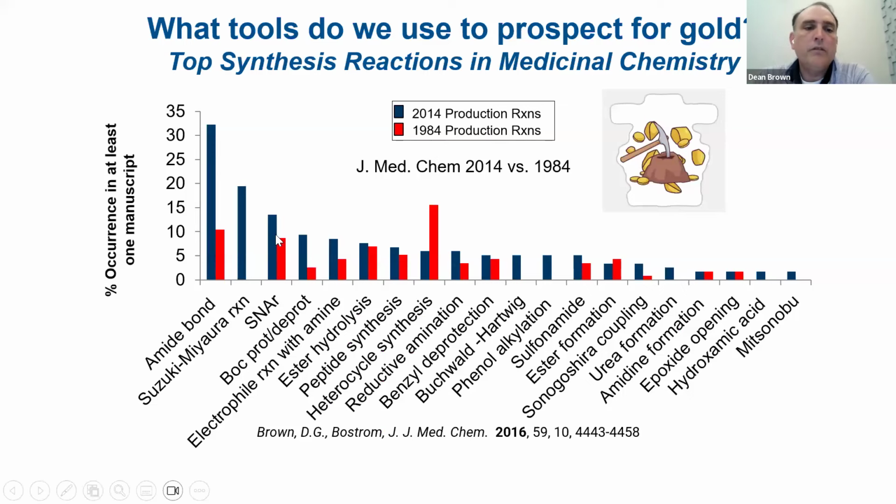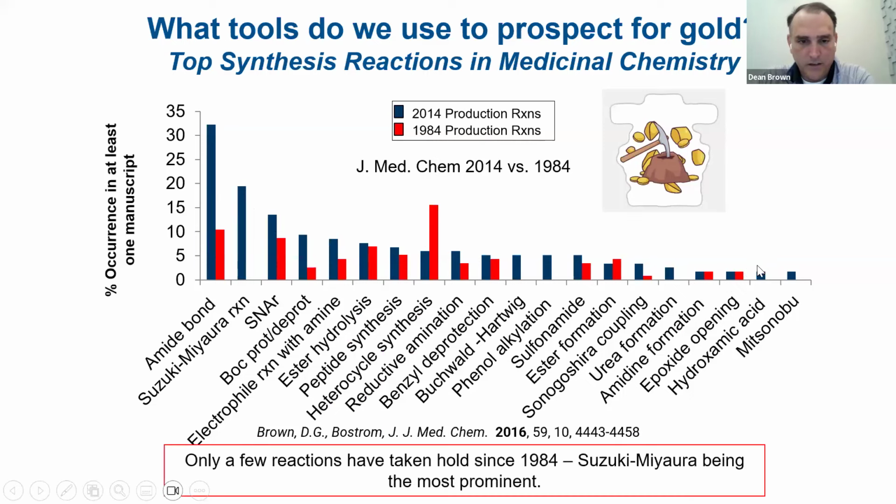A lot of amide bond formation, Suzuki, SNAr, Boc deprotection. This is kind of where the industry is going. But if you look in 1984, it was heterocycle synthesis. Now this is a little bit overplayed, right? We can buy a lot of these heterocycles now, but it was a very different style and different way of doing chemistry.